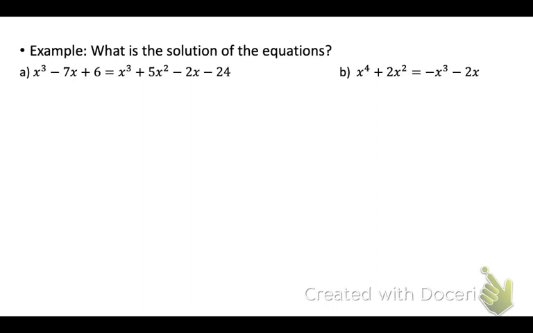Okay, so what are the solutions of the equation? No, wait. Stop. What do I have to do? Equal to 0. I have to set it equal to 0. So write down the problem.